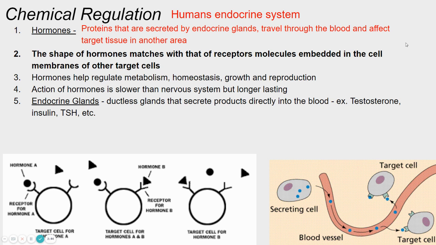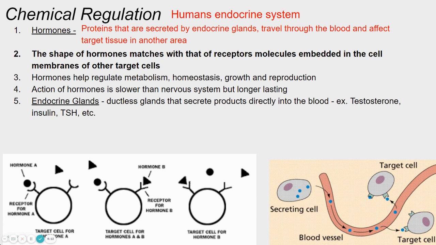And so you can see that in these diagrams. So here, look at this lower right corner. Here we have a cell from an endocrine gland. It's making this little blue dot hormone. It sends it into the blood, where it circulates to all different cells. And when it binds to these target cells, it does so because they have a proper receptor molecule.